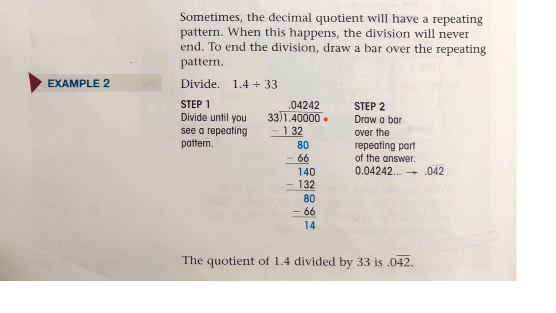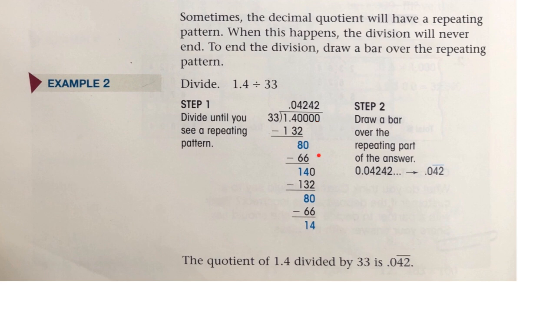You can add zeros to the right, bring a 0 down. 33 can go into 80 2 times, and 2 times 33 is 66. Do the subtraction, you're left with 14. Bring another 0 down, and now we can again see that 4 times 33 is 132. That looks familiar. We're still left with an 8, just like we were before.